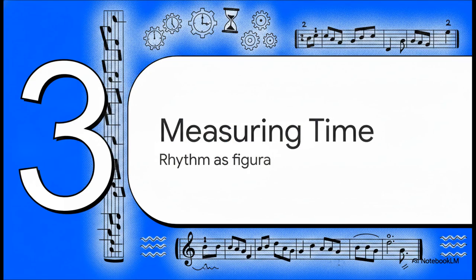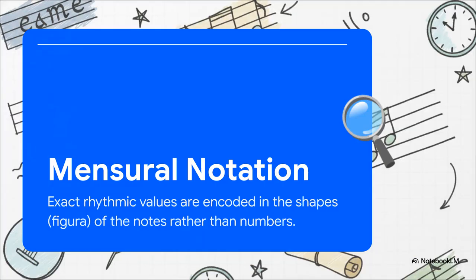Section 3. Measuring time with shapes, or rhythm as figura. Okay, so Guido completely solved the problem of pitch, but by the late 13th century, a brand new limitation emerges. When you have multiple voices singing totally different melodies at the exact same time, how do you precisely measure their rhythm? To coordinate all these complex harmonies, we get the invention of mensural notation.